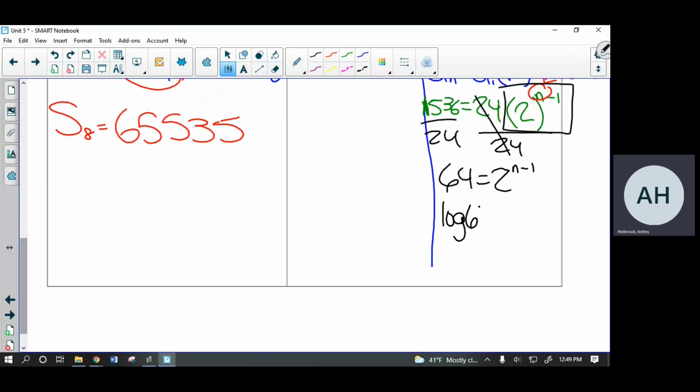So this one's going to be the log of 64. Where does n minus 1 go when I use logs? The front.